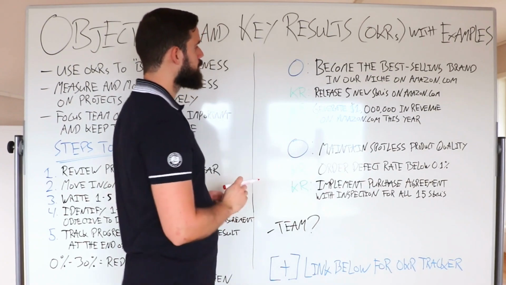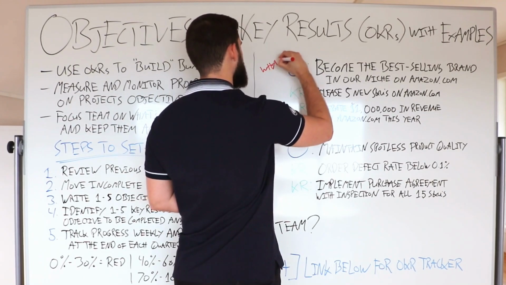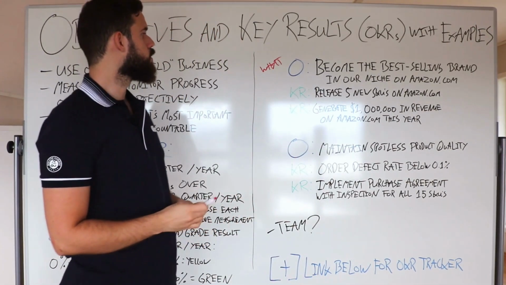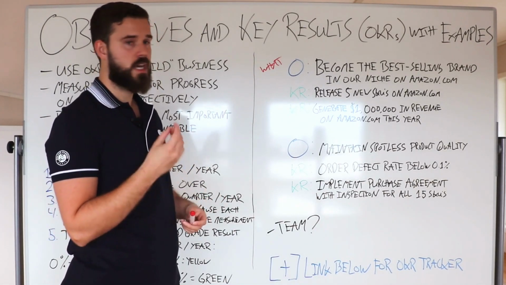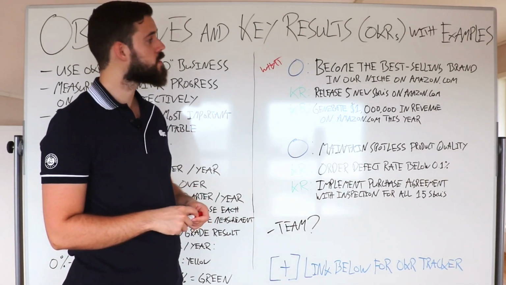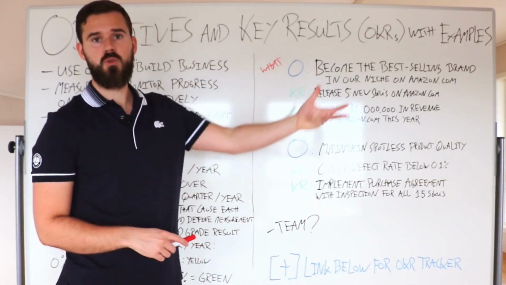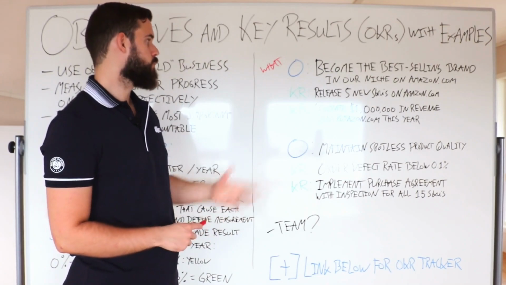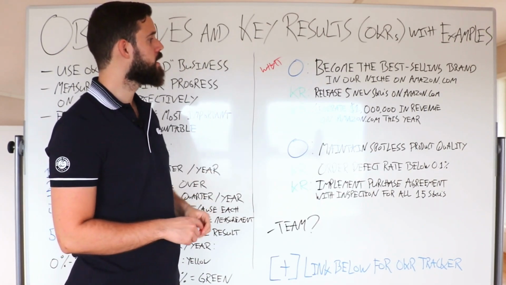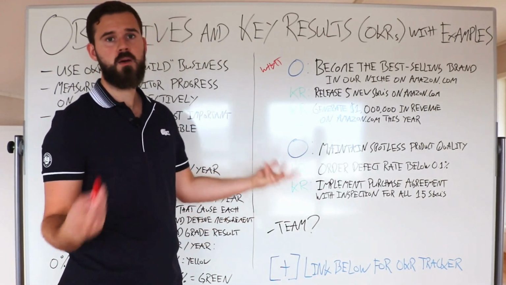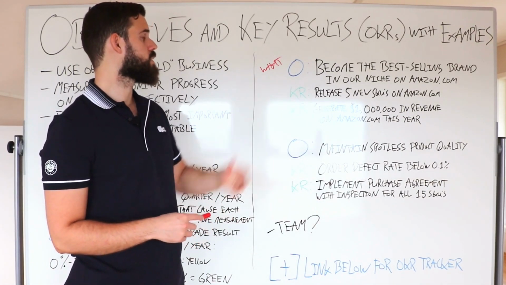So the objective, this is really like the what. What are you going to do? What do you want to accomplish? And this is not granular to the point of having the actual data and numbers by which you measure your progress. This is just high level, one sentence, usually like a motivational objective, right? So for example, in this case, our objective is to become the best-selling brand in our niche on Amazon.com. So I'm taking a private label business, e-commerce, selling physical products on Amazon as an example. So that would be your objective in this case.